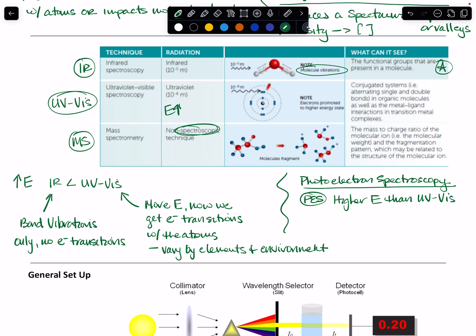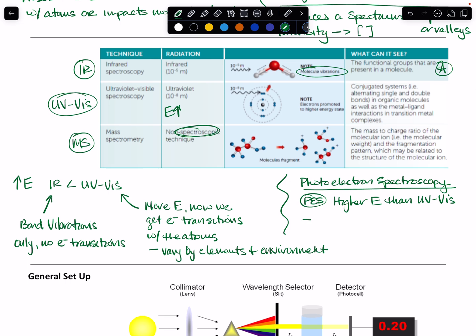I want to be very clear that these are not set boundaries. There's overlap between all of this. It depends on the element, depends on the environment. But because it is generally higher energy than UV vis, if UV vis energy was able to promote electrons to an excited state, then even higher energy leads to full electron ejection from the atom.